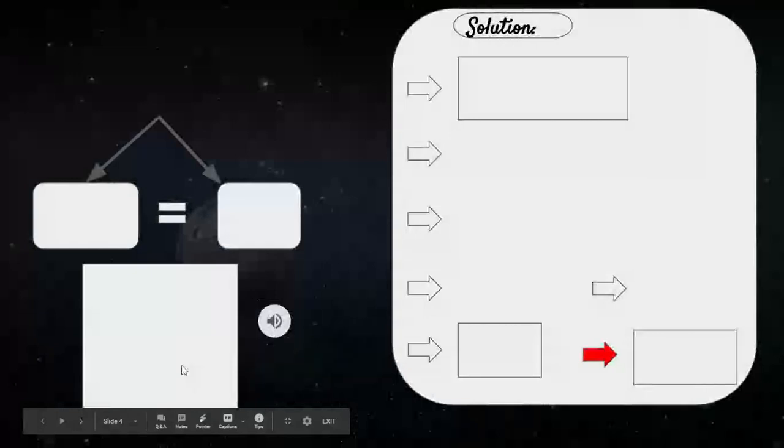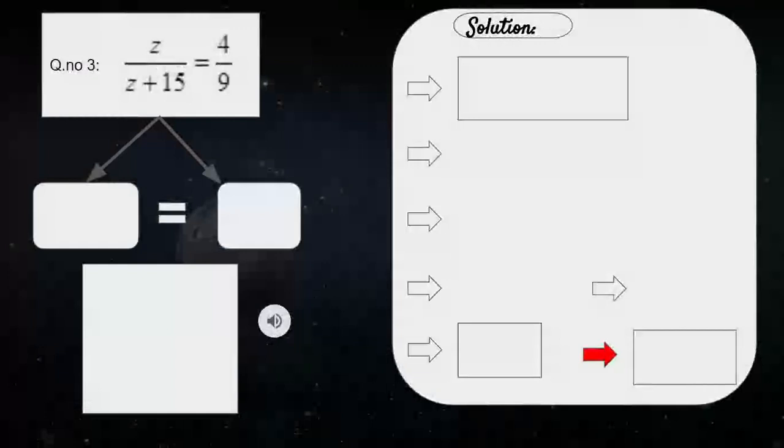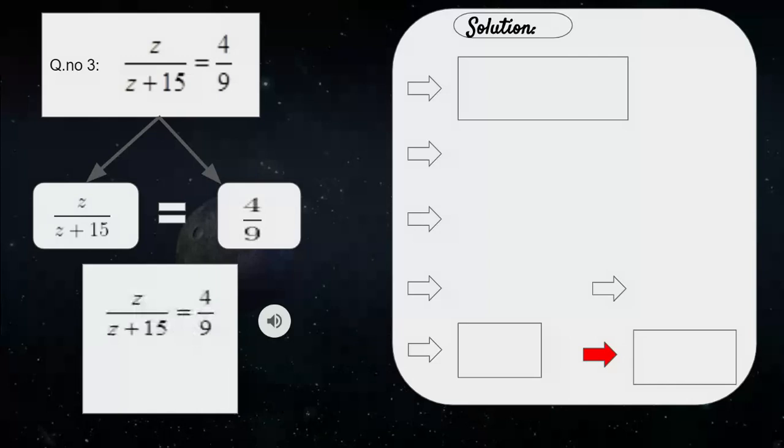Now question number 3. Z upon Z plus 15 is equal to 4 upon 9. Here also you can see that it is not in the form of a linear equation. Here we can cross multiply and change it as a linear equation in one variable. See, here also left side it is given Z upon Z plus 15 and right side 4 upon 9. So we can shift this 9 to left side from right side, and from left side Z plus 15 we can shift it to right side.